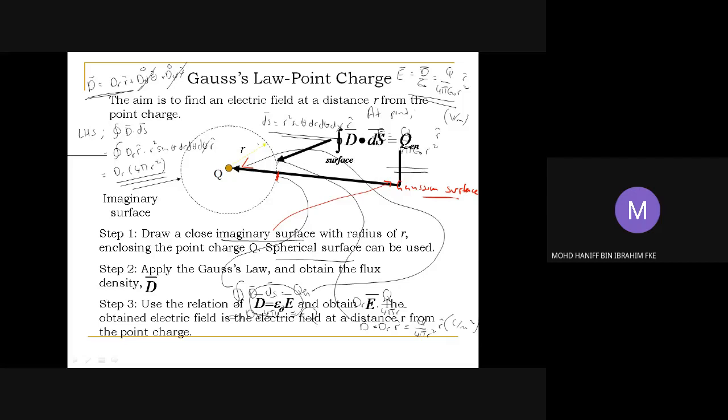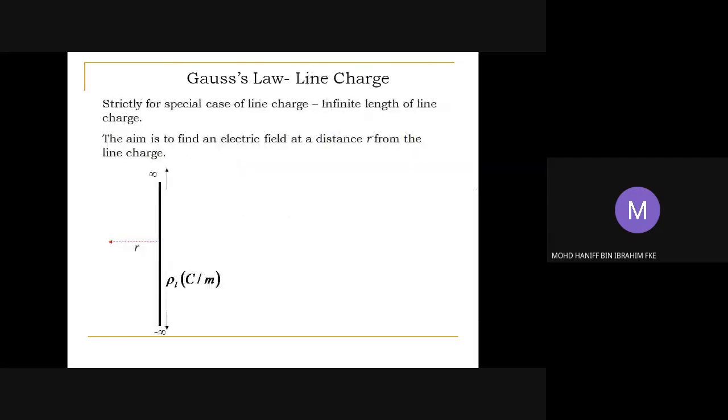I'm going to stop here because it's almost 12:32. For the next lecture on Tuesday, we're going to proceed with another charge distribution, in which we're going to apply the Gauss law in calculating the electric field intensity due to a line charge distribution. All right, I'm going to end the class now.